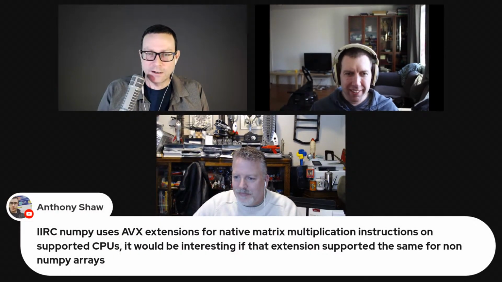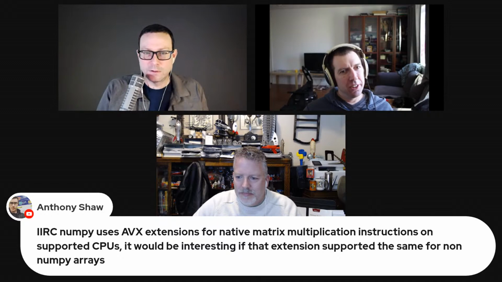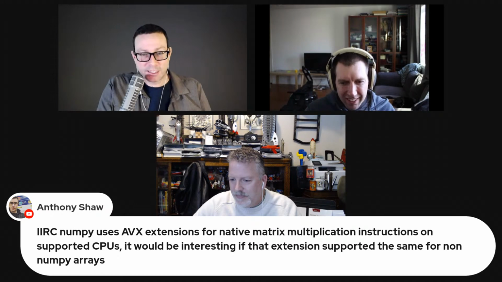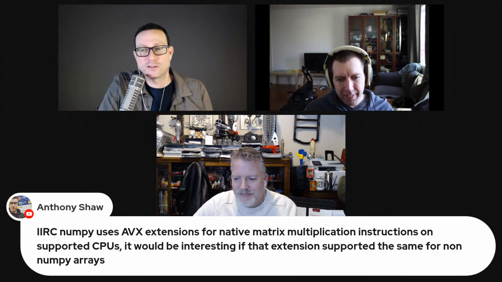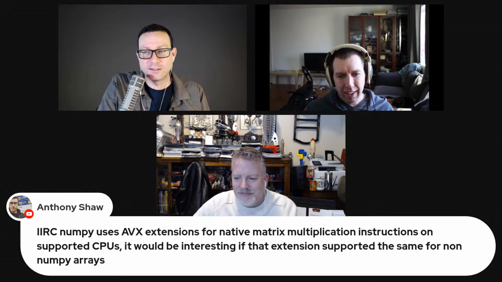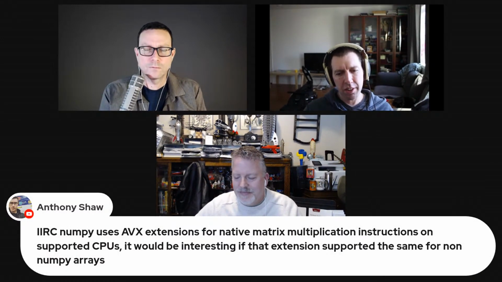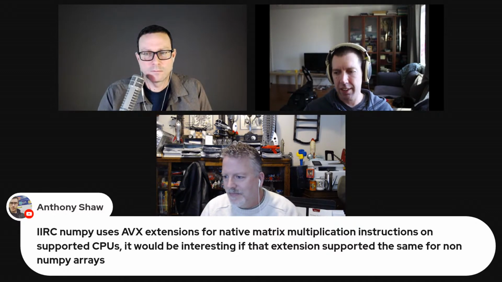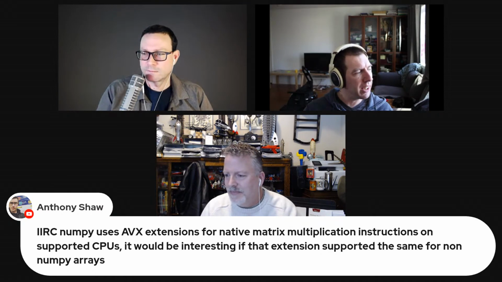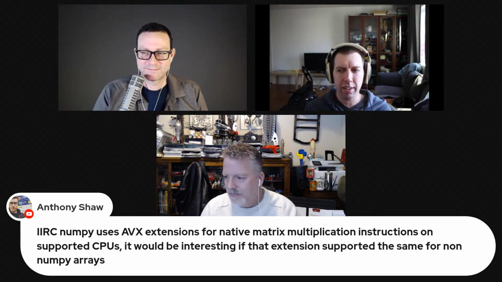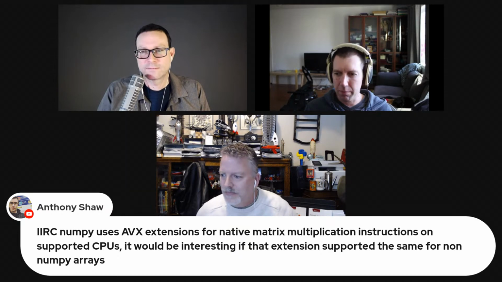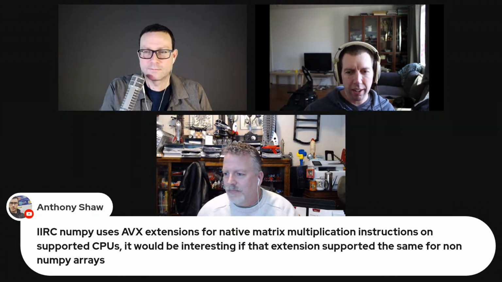Augie, I know you got some stuff to shout out real quick, but also a quick follow up question from Anthony. NumPy uses AVX extensions for native matrix multiplication on supported CPUs. It'd be interesting if that extension supported the same for non-NumPy arrays. Thoughts, ideas? Yes, I'm sure you can use those extensions. NumPy doesn't have a monopoly on AVX extensions. It just needs whatever library you use. I think you would need to be compiled with the Intel MKL BLAS extension, which goes into build systems, which is way over my head.